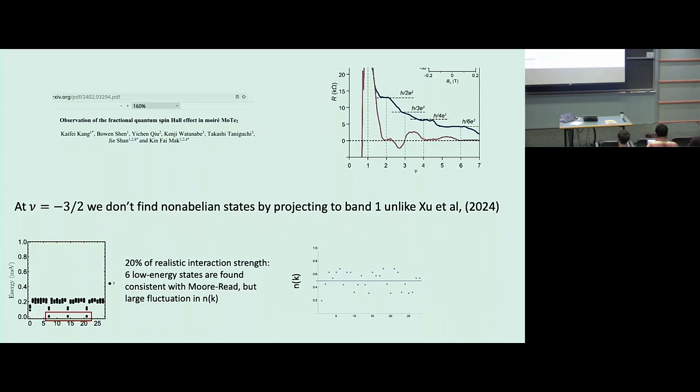What we find is the degeneracy of a non-abelian state, but if you look at the fluctuations, they're 60%. So the n(k) fluctuation is 60%. It certainly doesn't look like an incompressible state like the one we showed at the beginning.